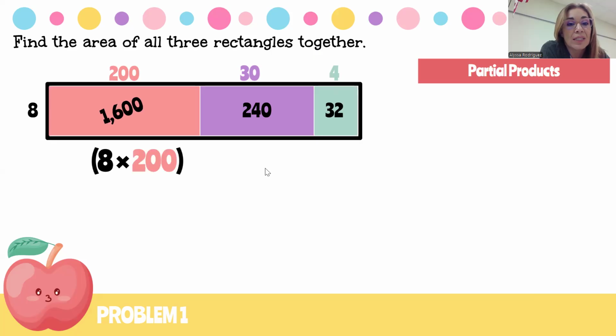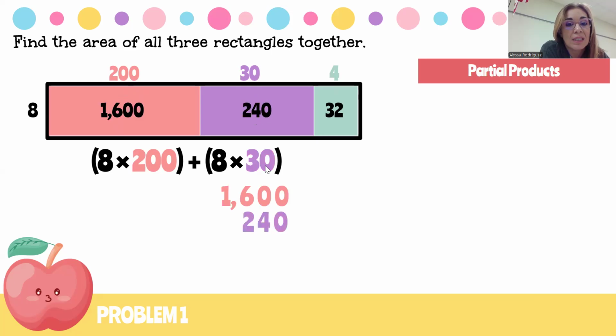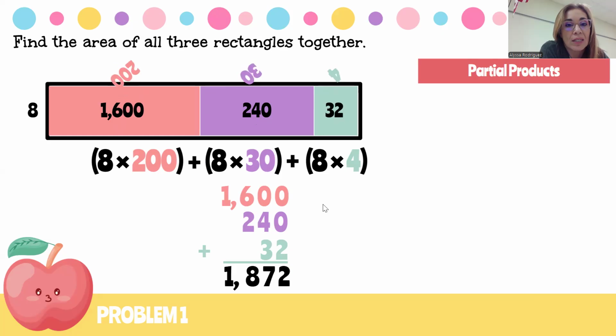So all you're doing is, look at this. It's an expanded notation. Add it all together, and that is your answer. That is the area of all 3 rectangles. So you have to multiply these two, get the answer. Multiply these two, get the answer. Multiply these two, get the answer. Add them all together to get your answer.